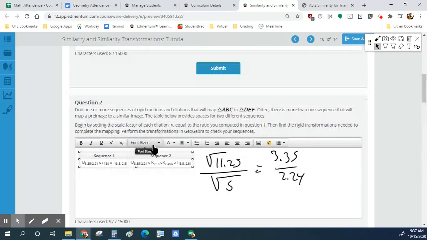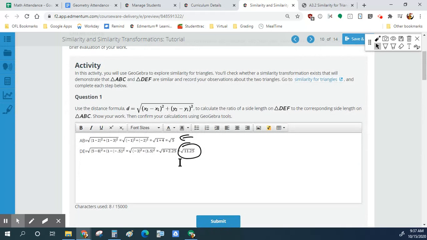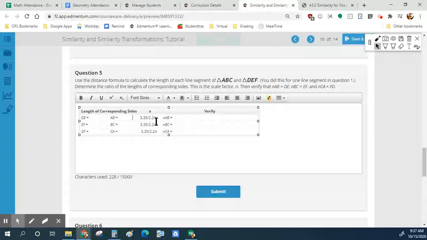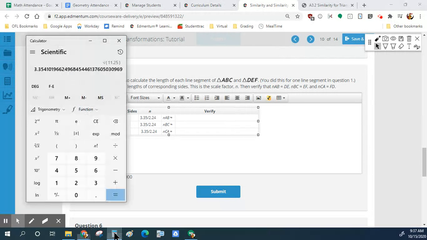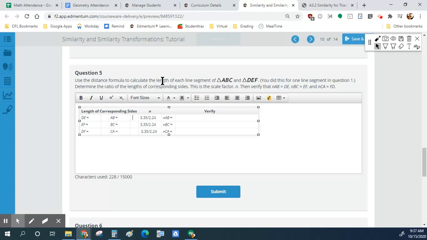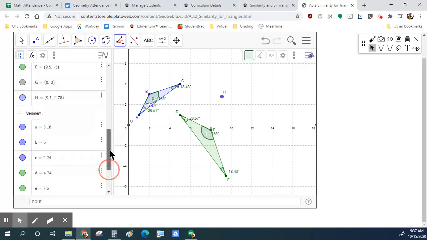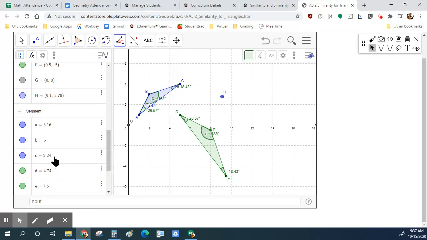We're going to figure out our sides, and we figured that out over here. So this one was square root of 5. So let's plug in the square root of 5. Square root of 5 is 2.24. Oh, you know what? I'm just going to use the GeoGebra number. The reason why they have the squiggly line is because they're approximations. So this should be our side AB, this should be our side AC, and this should be our side BC.